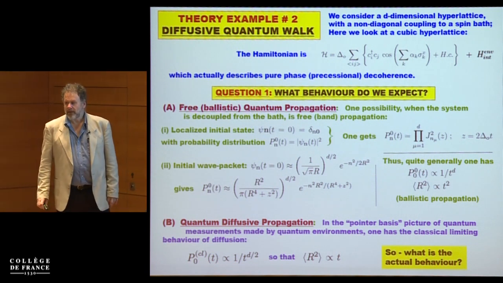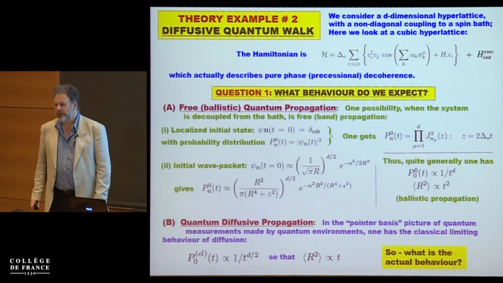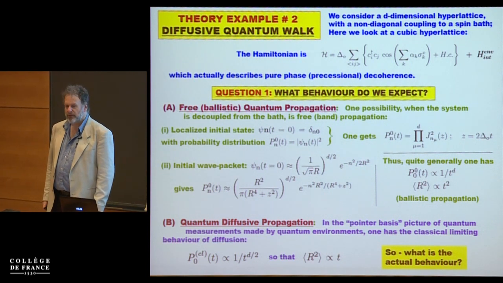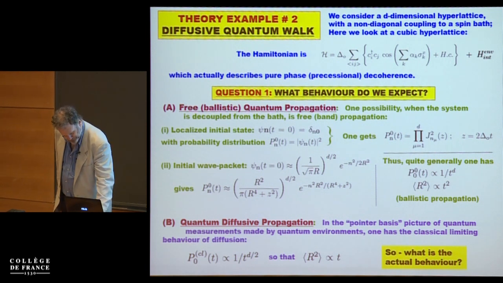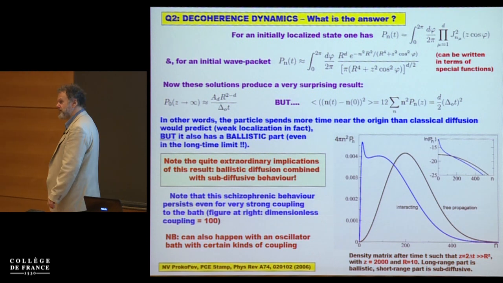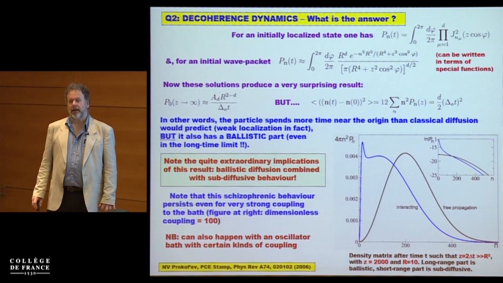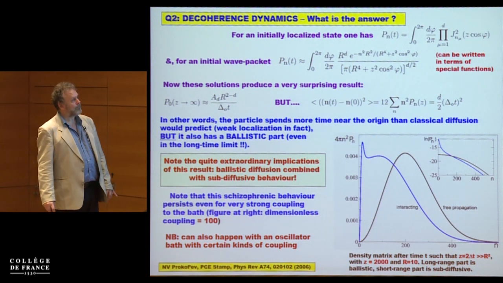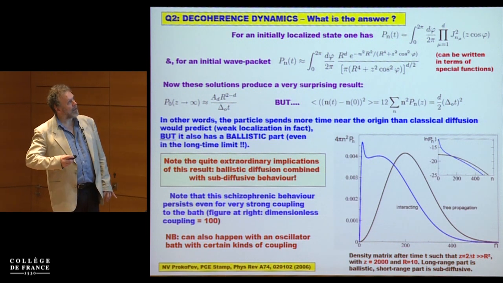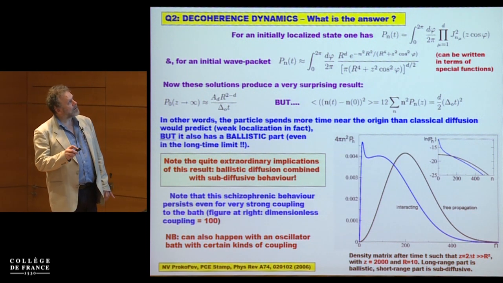So the standard pointer basis picture of the effect of an environment on dynamics of a system moving through space says that, well, we'll get diffusive motion eventually, because we're coupling to the coordinate of the system. And it turns out that when you couple to most oscillator baths, that does eventually happen. But it does not happen with the spin bath. And in fact, these are results of analytic calculations for the Hamiltonian I just showed you. Let me just avoid all the formulas and just show you what you get.